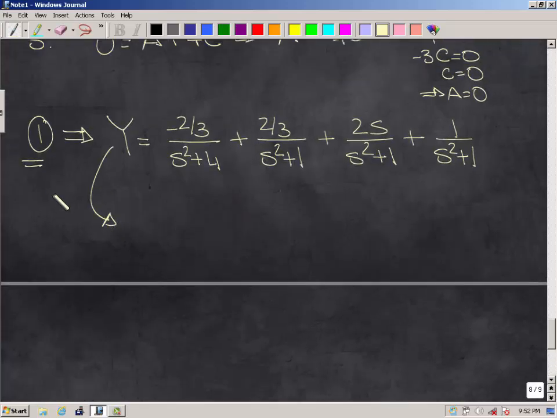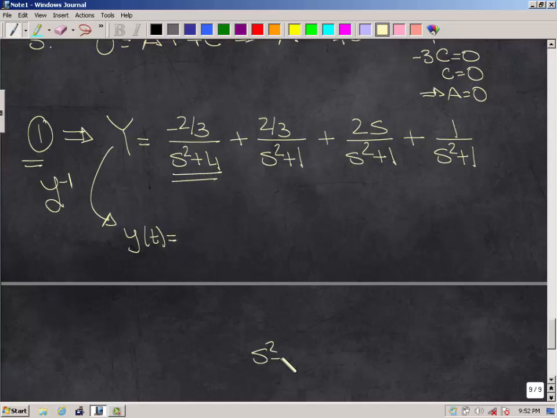So let's do that. Again, make sure you show what we are doing. So big Y becomes little y of t. If you recall, anytime you have S squared plus something in the denominator, that's going to be either sine or cosine depending on what's on the top. If you have S on the top, it's going to be cosine. If you have a number on the top, it's going to be sine. So in this case, since we have a number on the top, it's going to be sine.